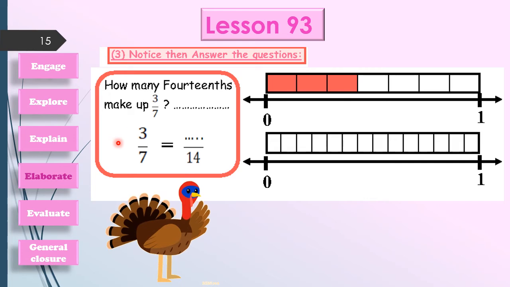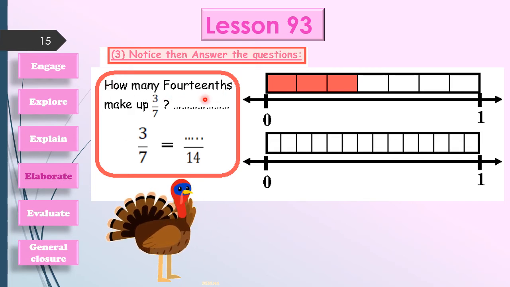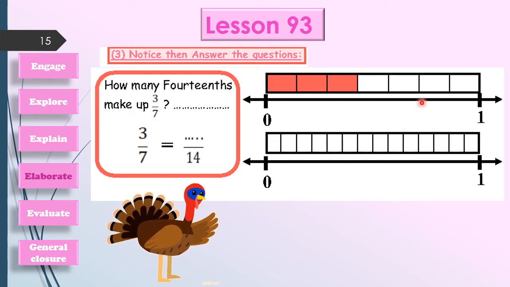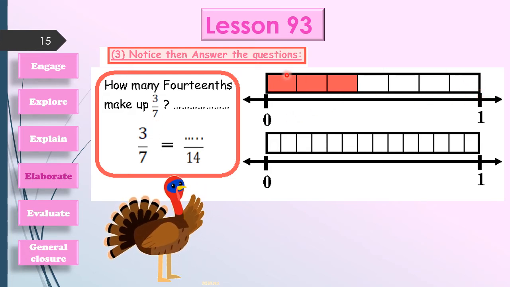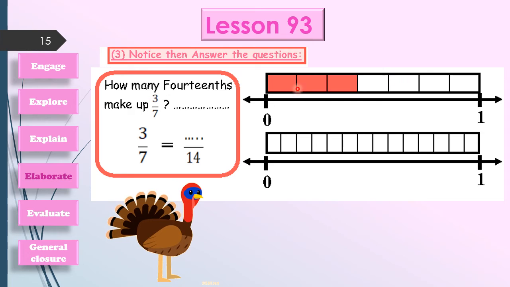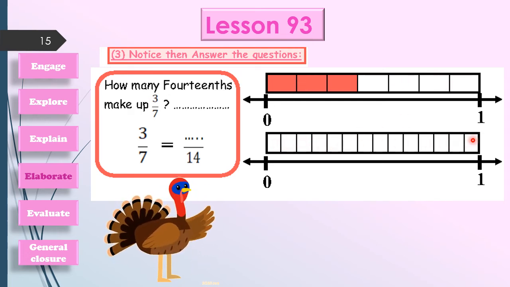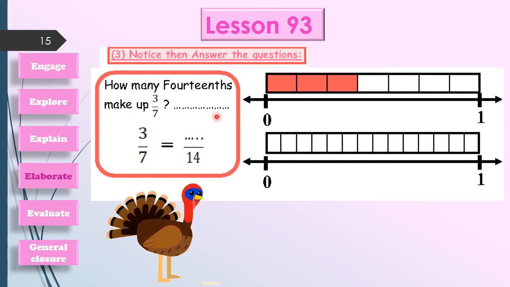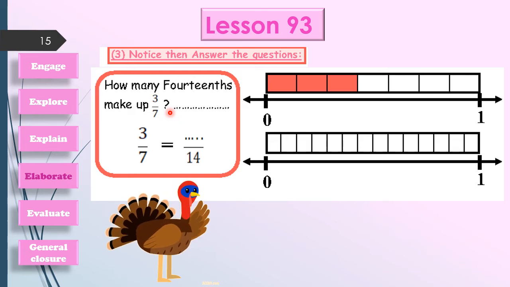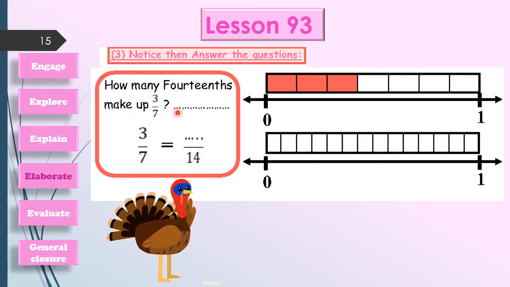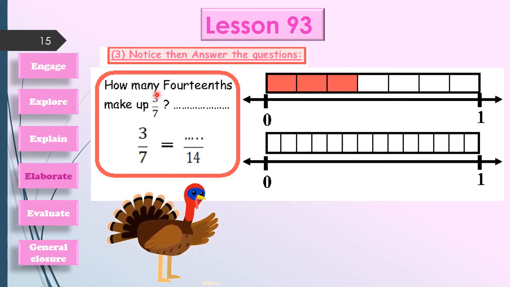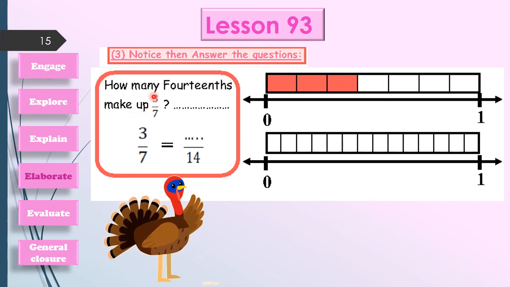Here we have, how many 14s make up 3 sevens? Here we have a number line. Our fraction strip is divided into what? 7 parts. And our fraction strip here is, yes, 14s. I want to make sure that I am right. Then I will do it mentally and mathematically. First of all, I will do mentally. Read carefully. How many 14s make up 3 sevens?